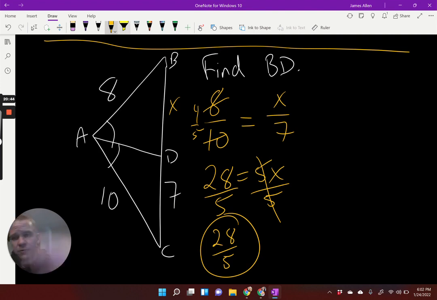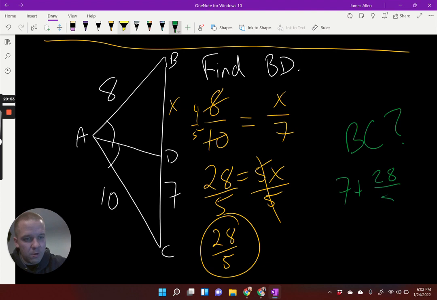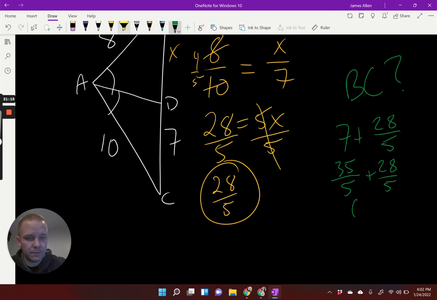Now, what if it asks for BC? So I would do 7 plus 28 over 5. Oh, I can't add fractions. Yes, you can. I need a common denominator. So this is going to be 35 over 5 plus 28 over 5. I multiply the 7 by 5 over 5 to get my common denominator. Now I'm ready to add. I get 63 over 5.